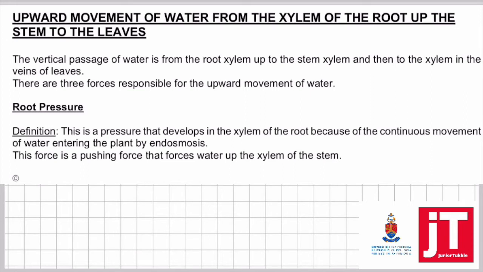Now, the first one is root pressure. If I draw the root, we know that water continuously enters the root by osmosis. And we all know that water has pressure. Because water is continuously entering the root and water has pressure, a pressure builds up in the xylem. This pressure is what will push water up the root. This is not a very strong pressure, so it does not push water up the root very far. So that is root pressure.